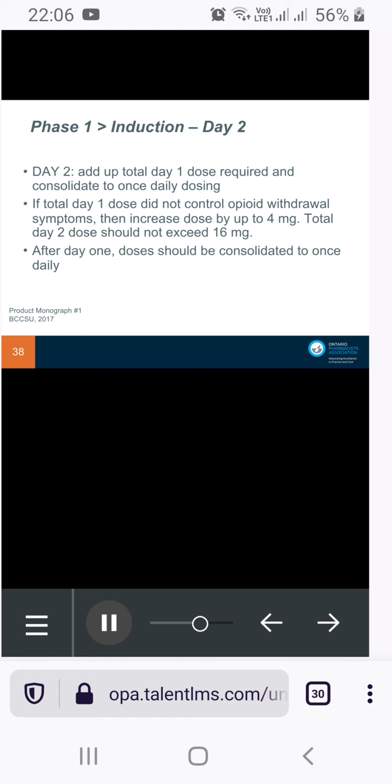Now, just important to note that after day one, buprenorphine doses should be consolidated to once daily doses, because buprenorphine has a long half-life, greater than 20 hours, the effects should last ideally 24 hours or more.